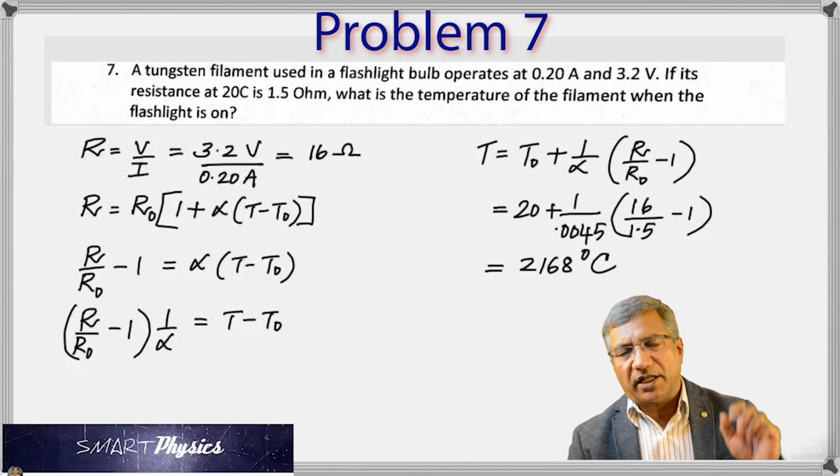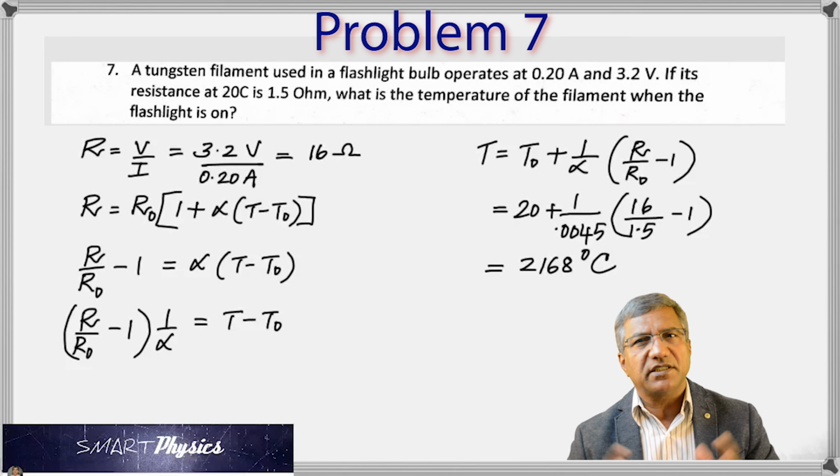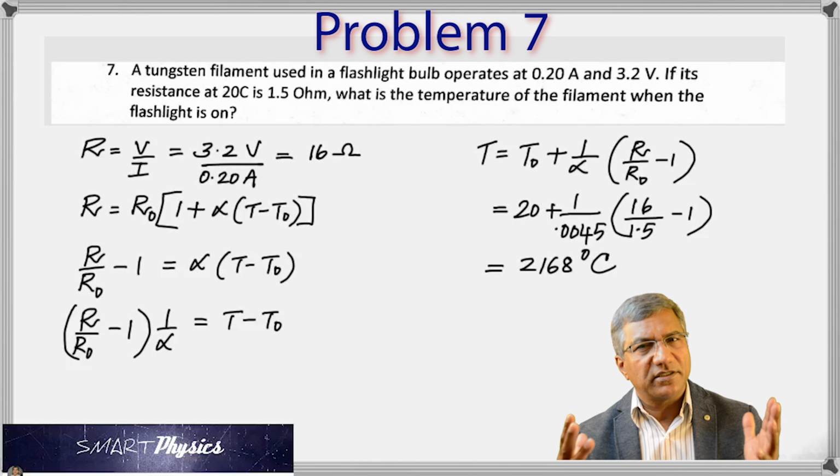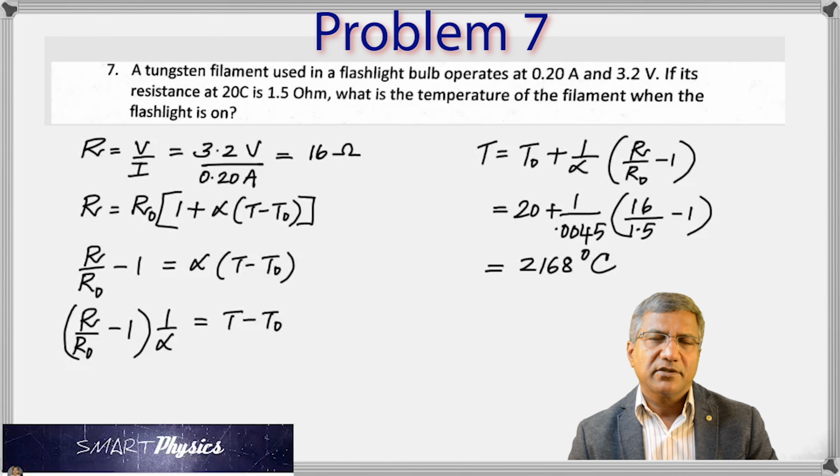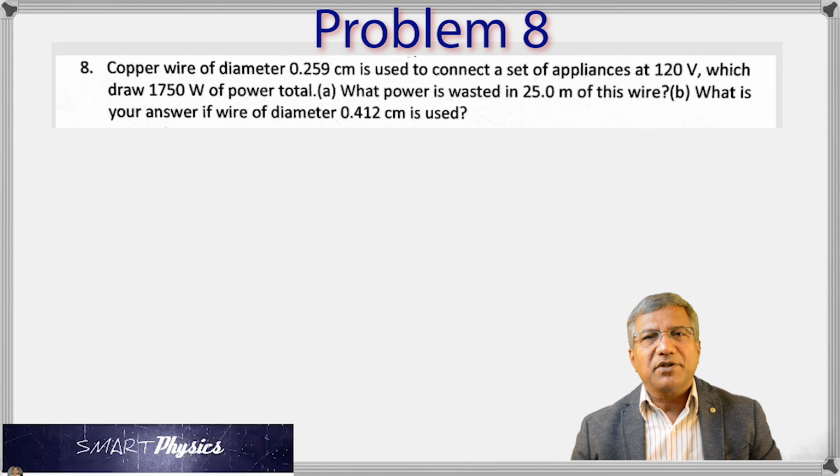Remember, the light bulbs that are used on AC in our homes, they go to much higher temperatures, like 3,500 degrees Celsius. So that's why we need to switch to LED lights, light emitting diodes, or even the old conventional fluorescent lamps are much better. That brings us to the last question.